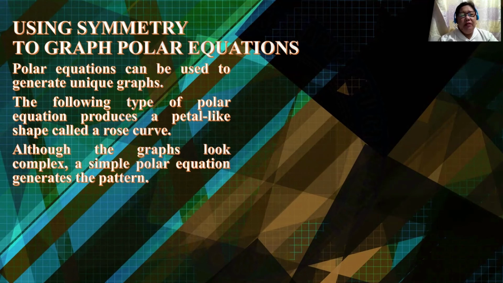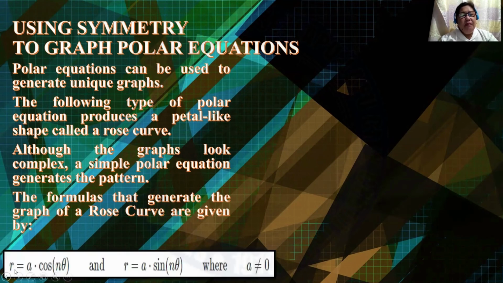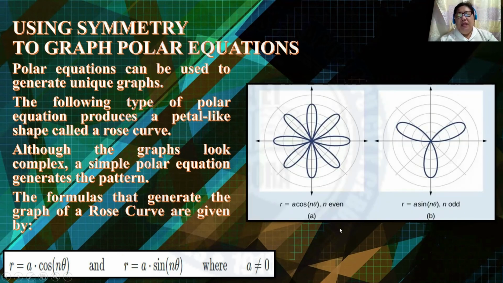Although the graphs look complex, a simple polar equation generates the pattern. The formulas that generate the graph of a rose curve are given by r equals a times cosine n theta, and r equals a sine n theta, where a is not equal to 0. And this is now the illustration.